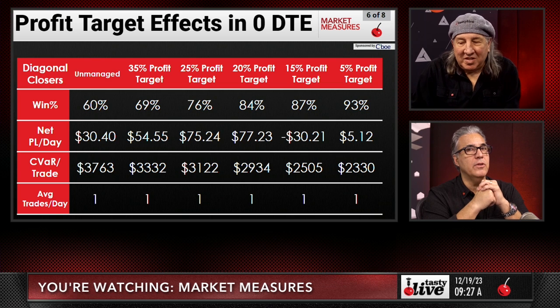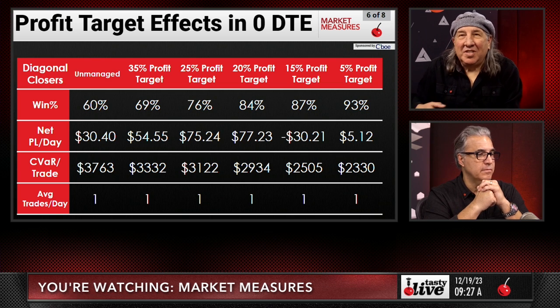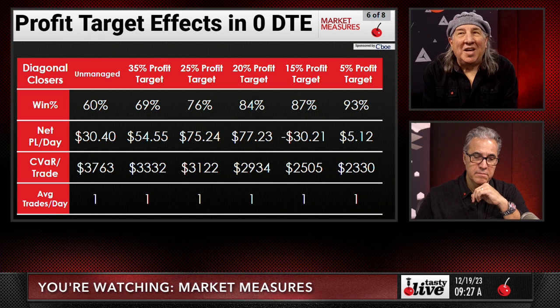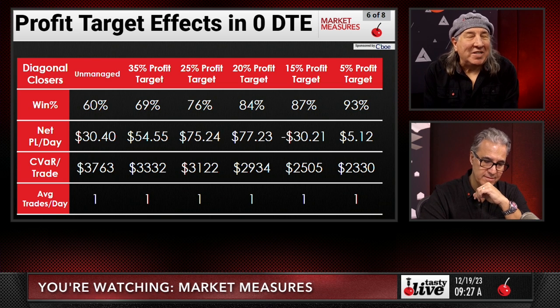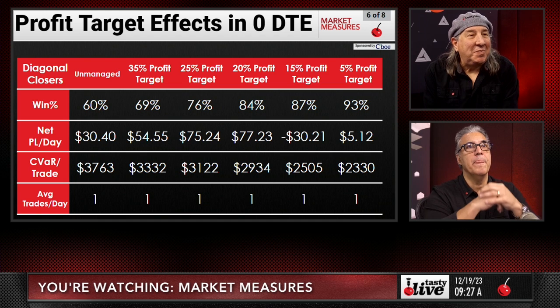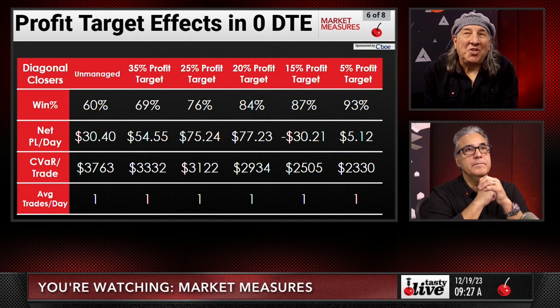These two are diagonal closers now. So now we're going to diagonal closers. First thing you notice is that your 5% profit target and your 15% profit target are 87 and 93 respectively, which means that the 10% profit target where I've been trading is about 90%. And that's what our results have shown.